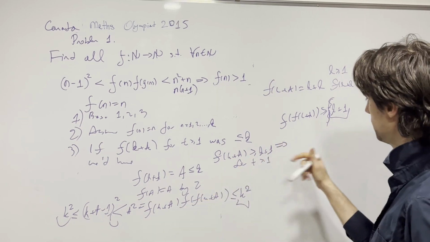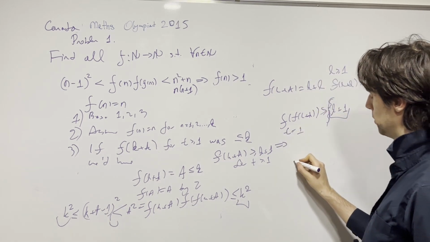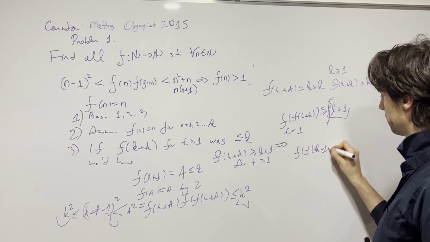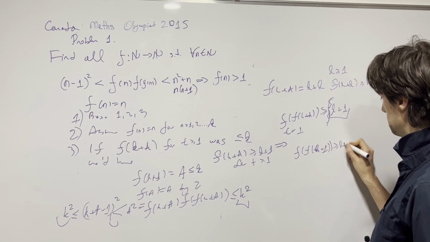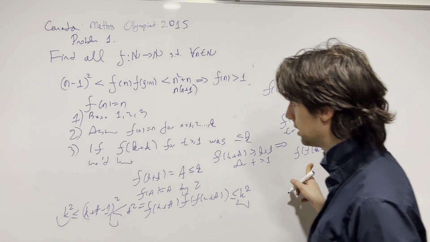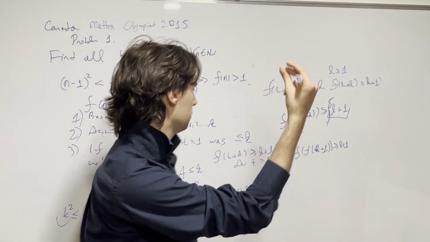So now we know that specifically for t equal to 1, f of k plus 1 is going to be greater than or equal to k plus 1. And now with this, what do we do? I invite you to take 5 minutes and figure it out.